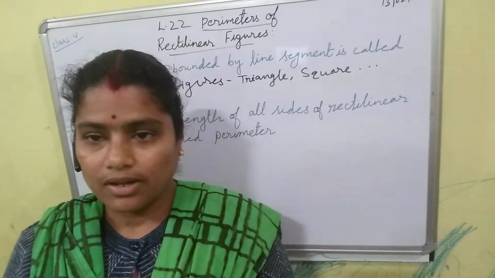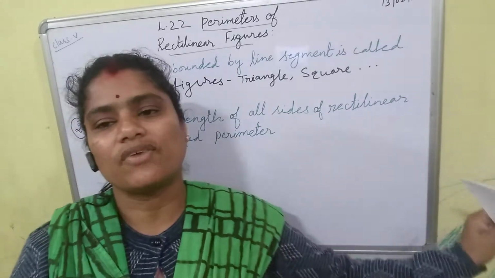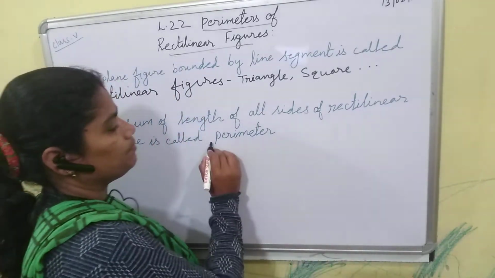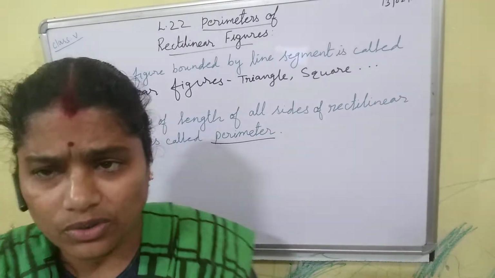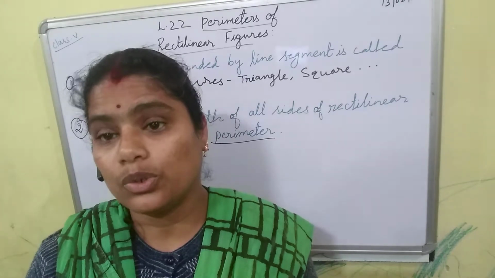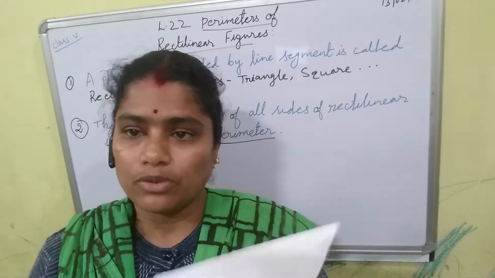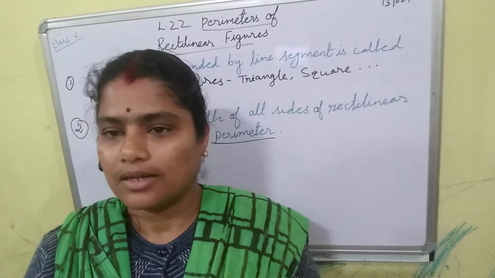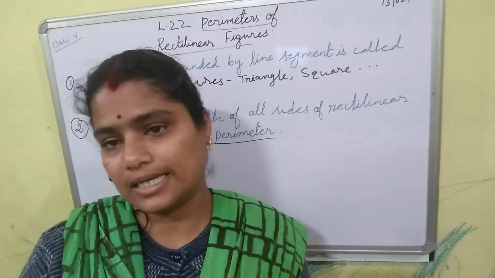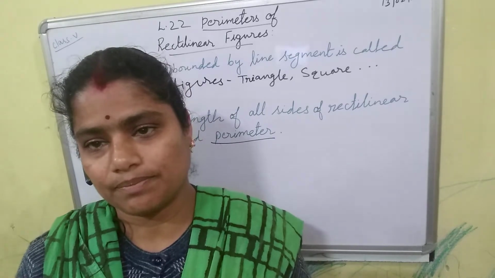The sum of the lengths of all the sides of a rectilinear figure is called the perimeter. Clear? You have to learn only these two points in this lesson. Now I think you are clear about what is perimeter and what is a rectilinear figure.